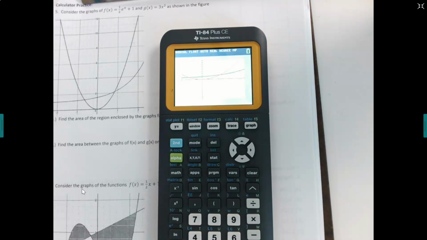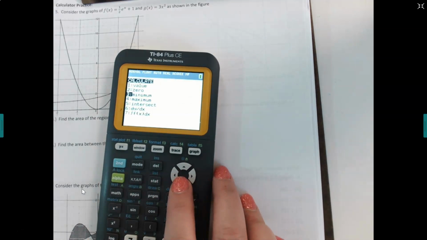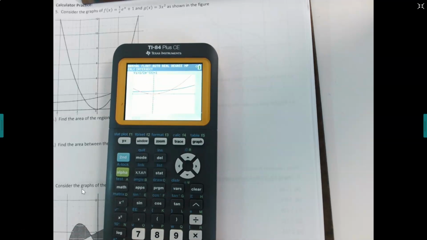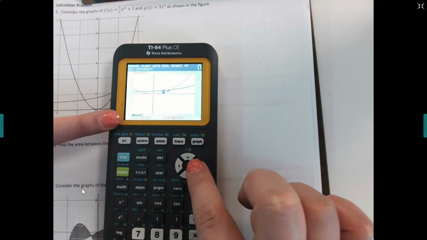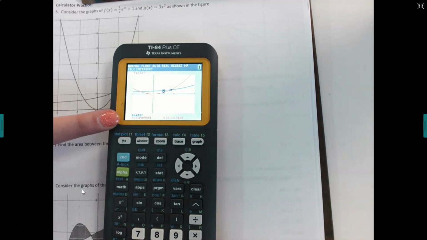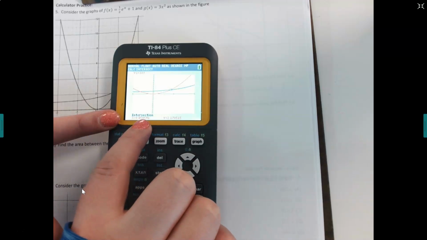Okay, so watch. You're going to hit second trace, and then go down to intersect. You'll push enter when it says first curve, second curve, and then when it says guess, that's when you move your little cursor over towards the intersection that you want. You don't have to get it exact, just get closer to the one that you want, and then push enter, and it should say intersection and then the X value.